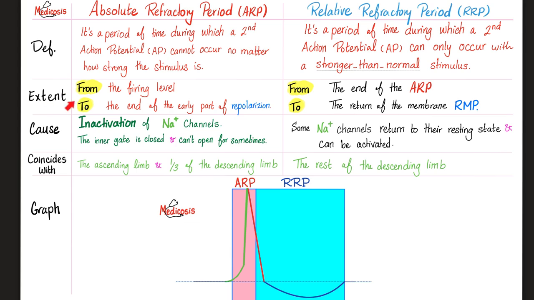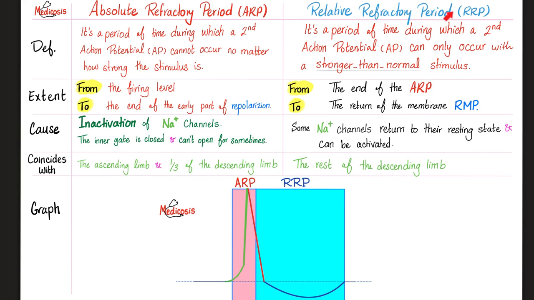Where does the absolute refractory period extend? It extends from the firing level, the beginning, to the end of the early part of repolarization. So it's the depolarization phase and the first 1/3 of the descending limb. Why does this happen? Because of inactivation of the sodium channels. When these gates close, you cannot open them instantaneously because there's something called inertia in physics. They have to wait until they're able to open again. So you have to wait.